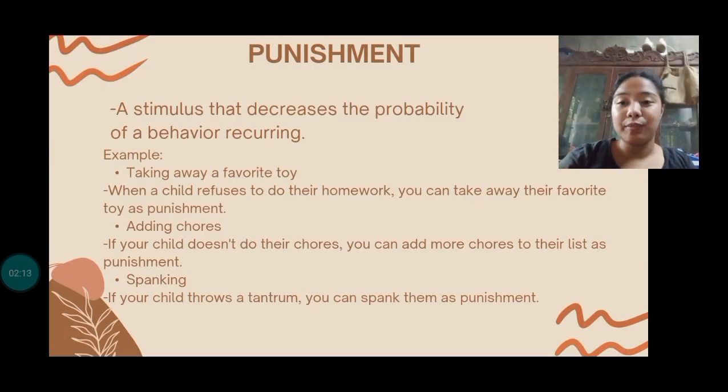And this is punishment, a stimulus that decreases the probability of a behavior recurring. For example, taking away a favorite toy. When a child refuses to do their homework, you can take away their favorite toy as a punishment.